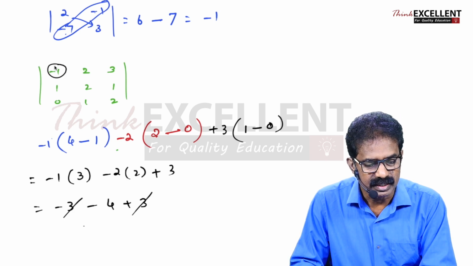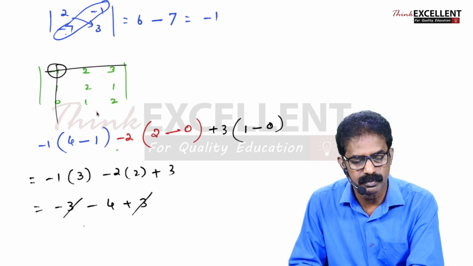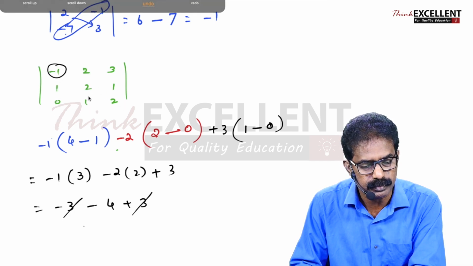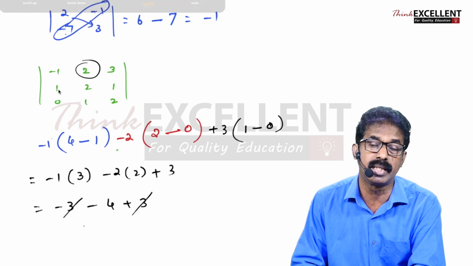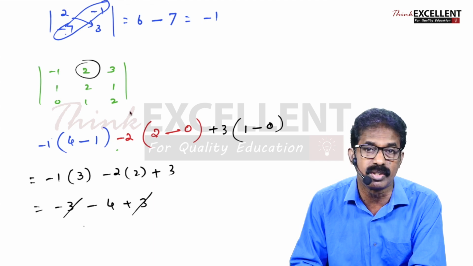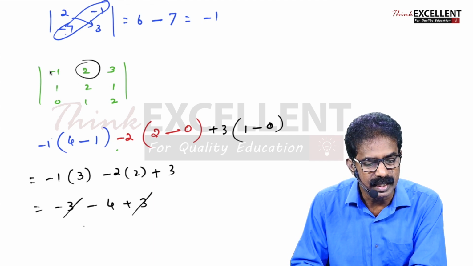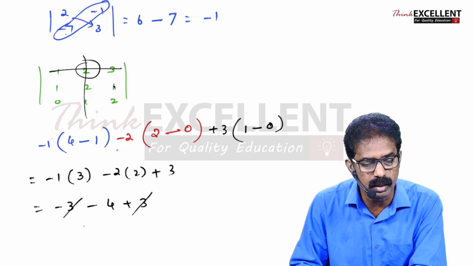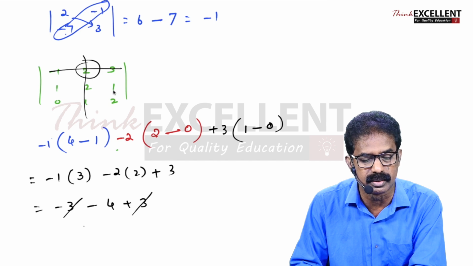Listen again. Take the first number. Leave the row and column. You do this part. Okay. So 2, 1, 1, 2. 2 2s are 4 minus 1. Now take the second number. When you take the second number, you change the sign. If it is +2, you write -2. If it is -2, you write +2. Leave that particular row, that column. Remaining 4 numbers, that 1, 1, 0, 2. 1 into 2, 2 minus 0 into 1, 0, right?